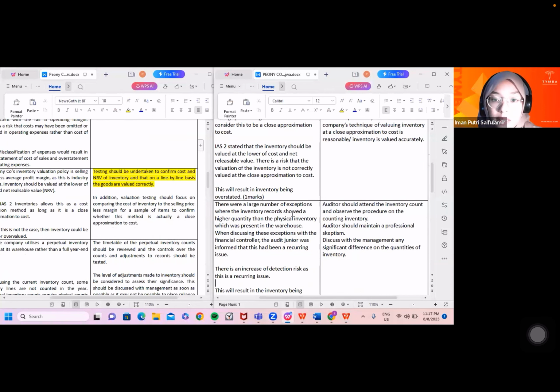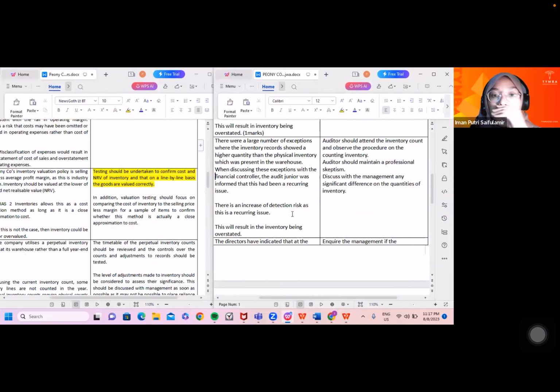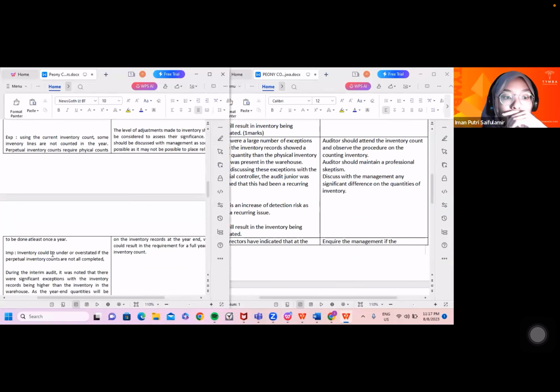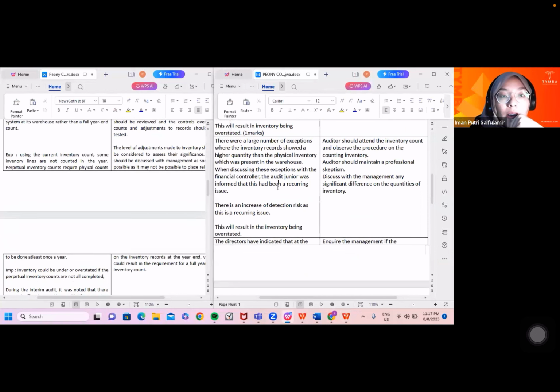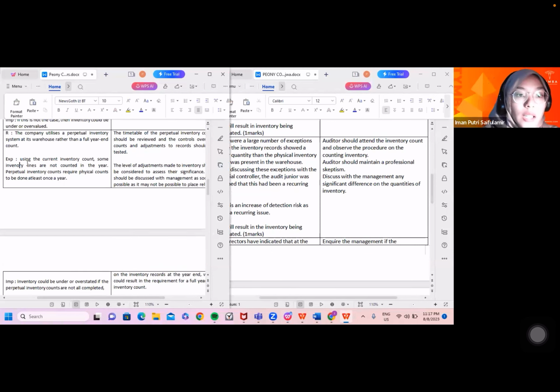Okay. The next point is a large number of exceptions. There is an increase of detection risk as this is a recurring issue. Yeah, I think so too, because right now some of the inventory lines are not being counted. There is an increase of detection risk. This will result in the inventory being overstated. I can give one mark, but I want to show you my answer here. Using the current inventory count method, some inventory lines will not be counted at all.